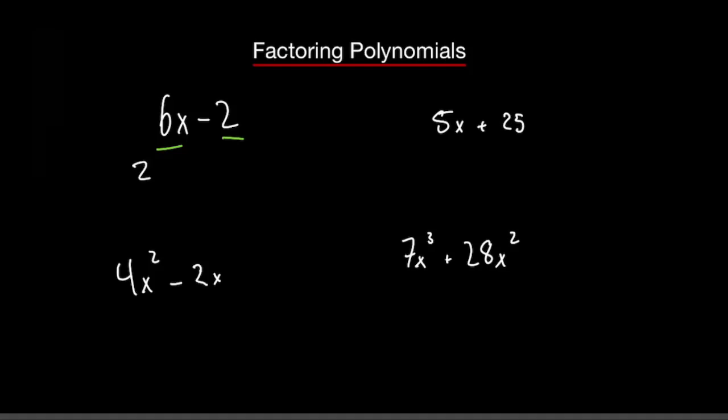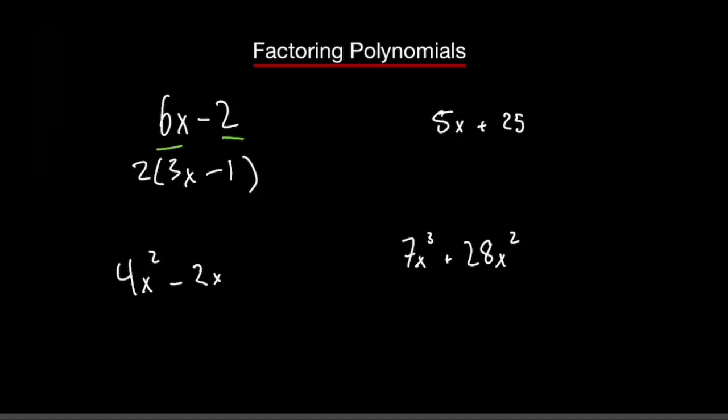So, 2 goes on the outside, and then inside the bracket, we're going to divide 6x by 2, which is 3x, and negative 2 divided by 2, which is minus 1. So we'd get 2 multiplied by brackets 3x minus 1. Now on to the next question.